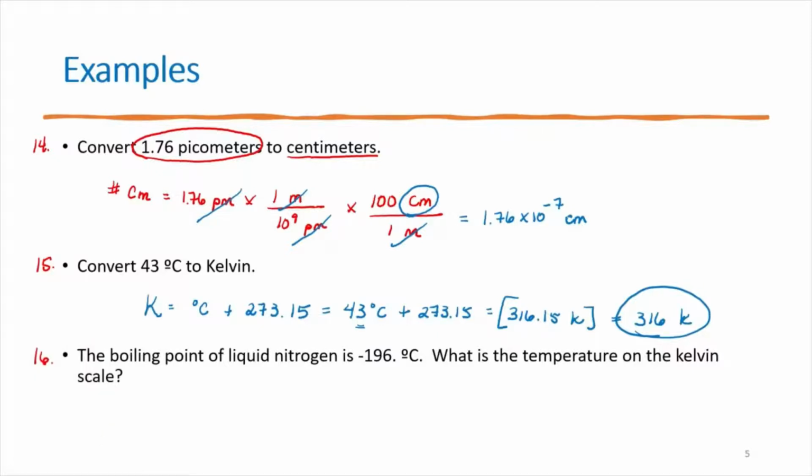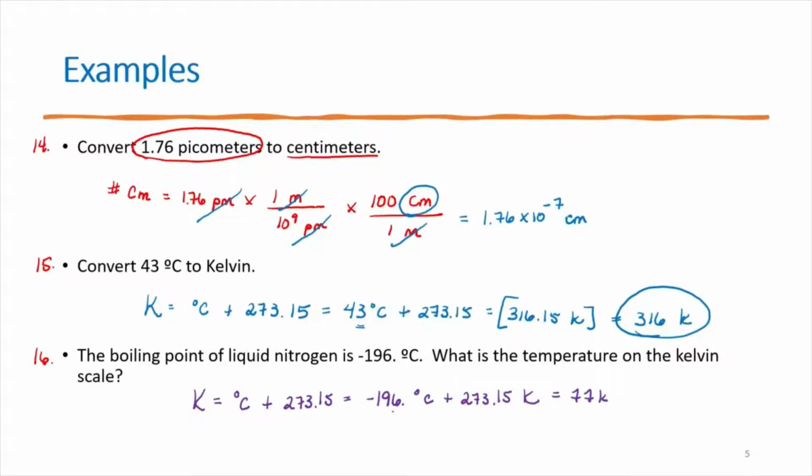And the boiling point of liquid nitrogen is negative 196 degrees C. What is the temperature on the Kelvin scale? Again, Kelvin equals degrees C plus 273.15. So I have negative 196 degrees C plus 273.15. And when you add this up, you're going to find that your value is 77 K.